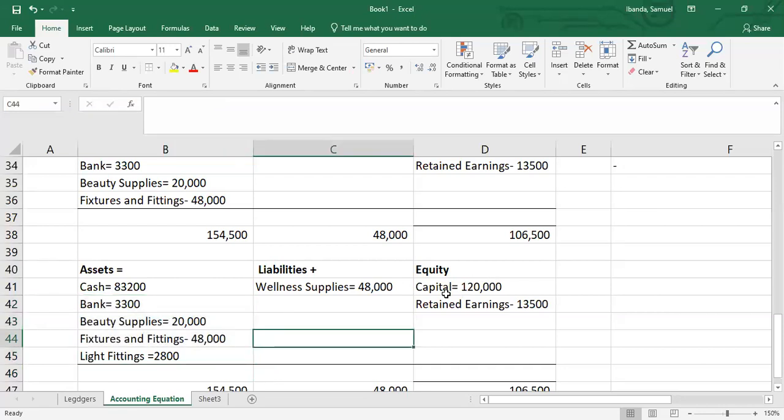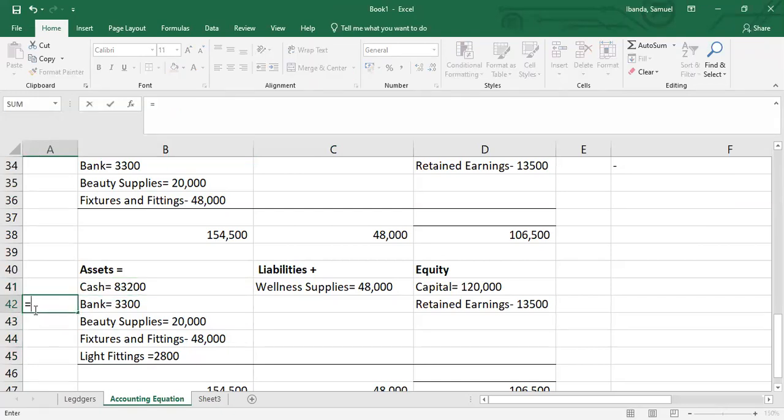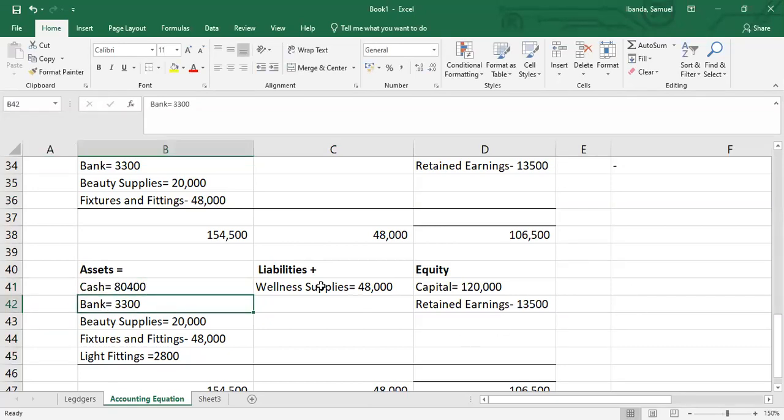Then when it comes to liabilities, I paid by cash, so my liabilities are not affected. Definitely, one of the things before I got here, since I paid by cash, it means that my cash here will reduce. So this 83,200 will reduce by how much? By 2,800. So for it to be 804, I'll just make an adjustment, 804,100, like that. So that is what I have here.